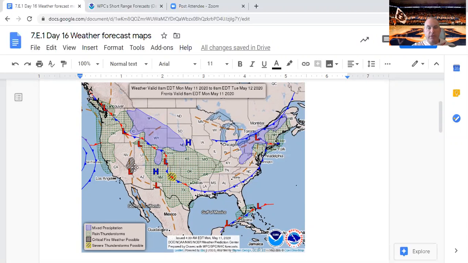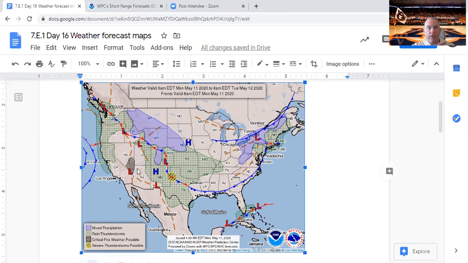And then there's this area right here. It says critical fire weather, so it's going to be real hot and dry. And then an area right there along that piece of that stationary front where severe thunderstorms are possible. Now again, possible, I start talking about projections. So they're making a projection. What's going to happen right here?